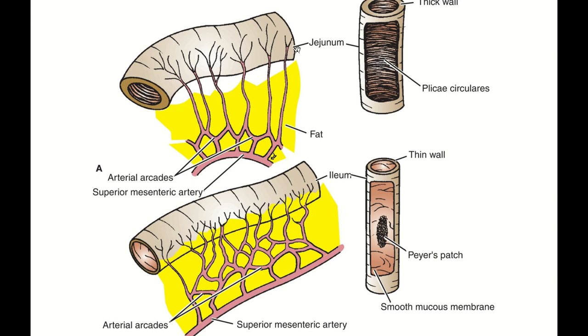Those are the main differences of the jejunum. Another difference is in terms of length. We say the jejunum is 2/5 and the ileum is 3/5 of the 6 meters. Let's take a look at the blood supply of the jejunum and the ileum.